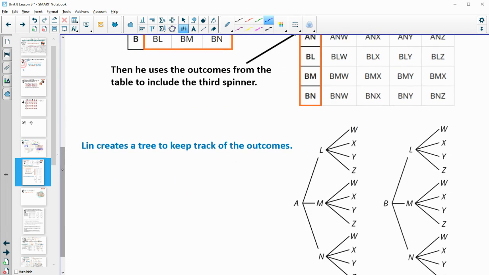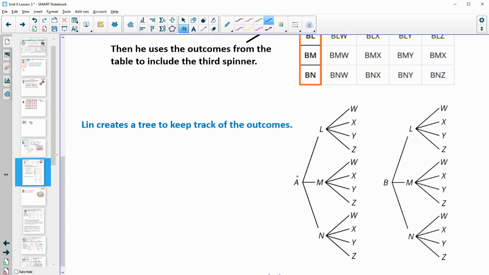And Lynn decided to do a tree diagram. So did the first spinner, second spinner, LMN, and then that third spinner with the 4 options to get her sample space.